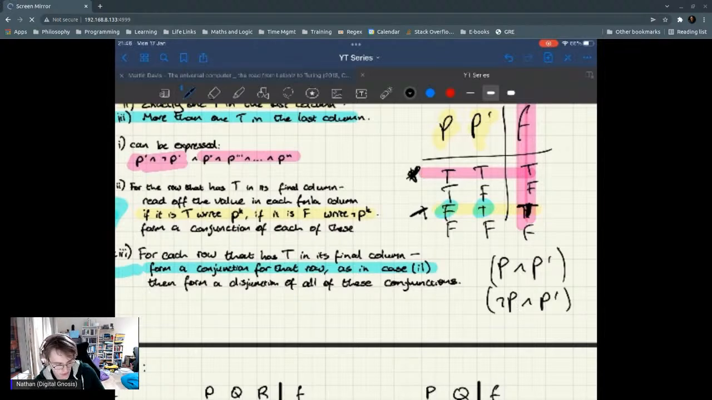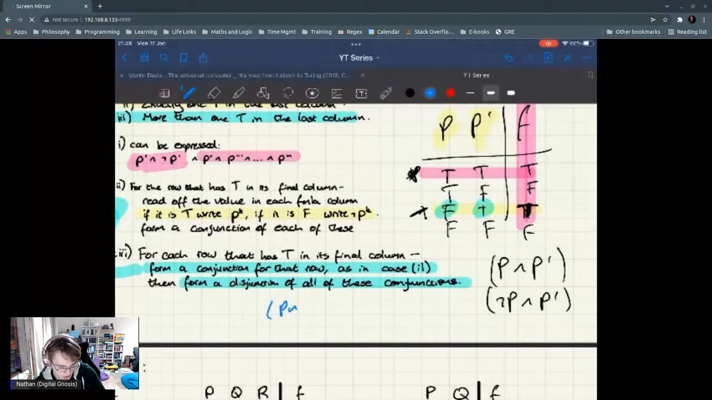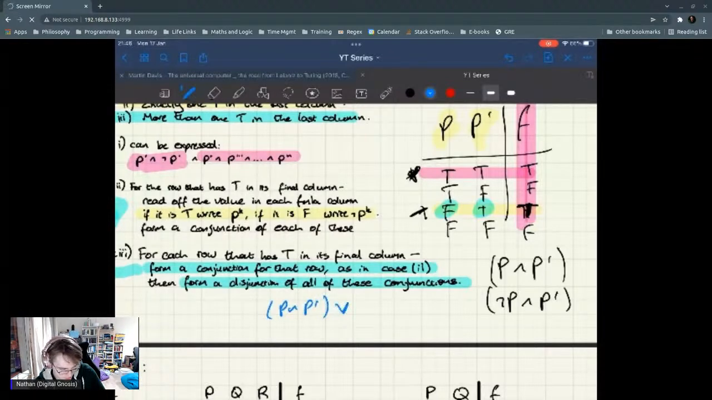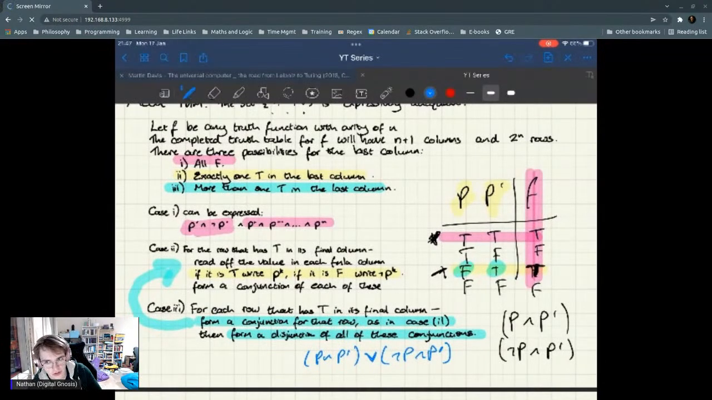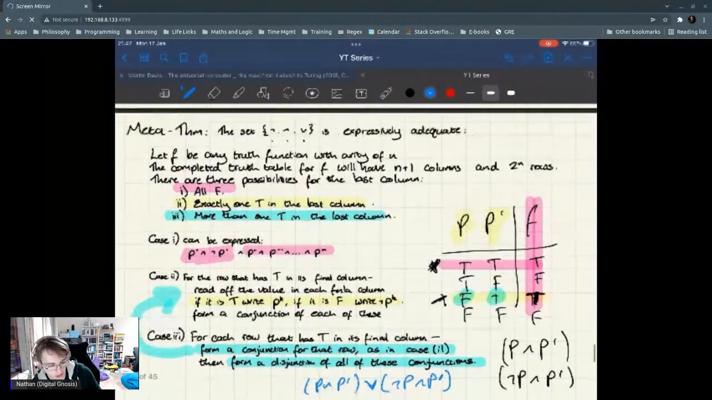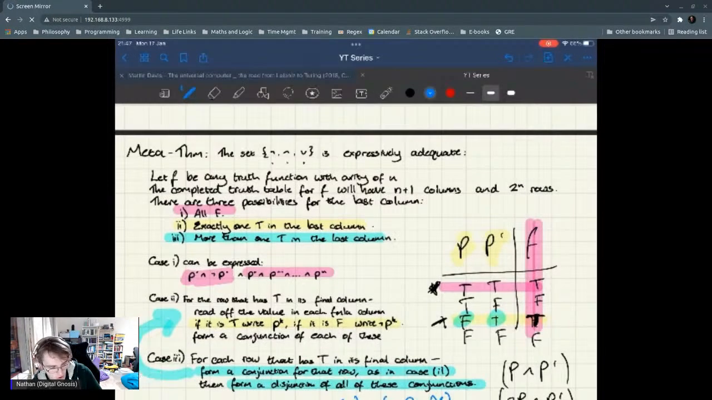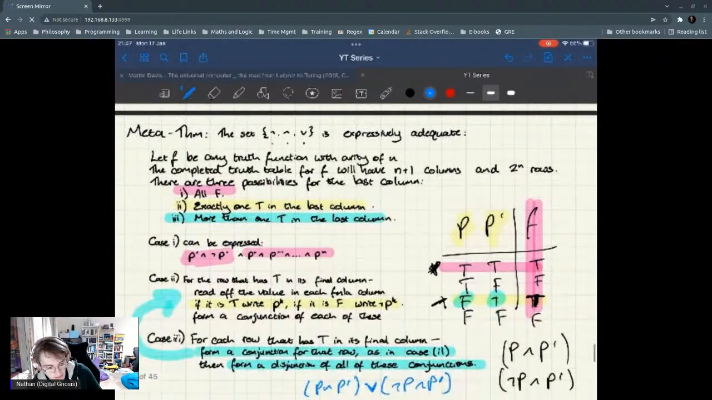And then what the second line says to do is form a disjunction of all of these conjunctions. So what we do in that case is take each of our conjunctions. So we just have, P and P prime. And then we're going to put or this time because we're forming a disjunction of all of these conjunctions. Not P and P prime. And so basically by following this, for any truth table or any truth function that anyone can give us, we are able to construct a formula using just the connectives not and or. And so that means that they are expressively adequate.